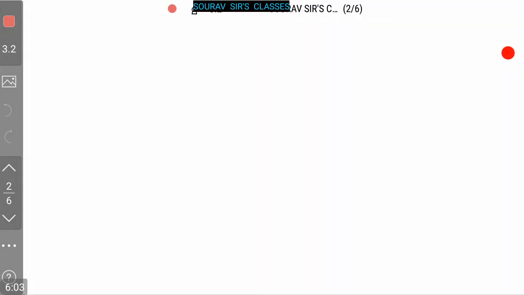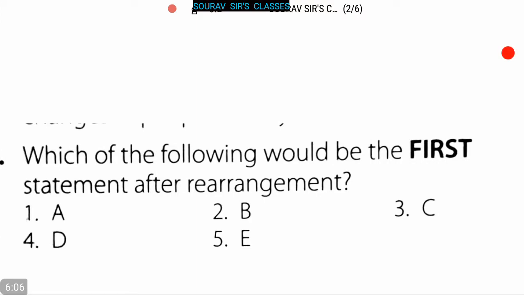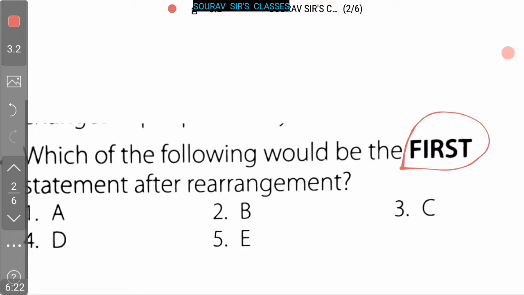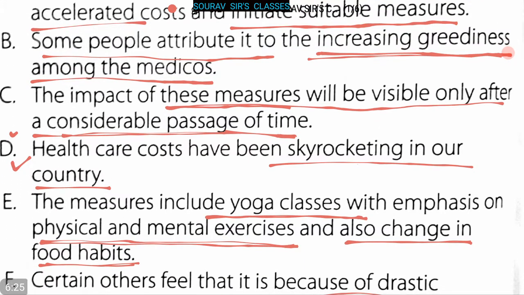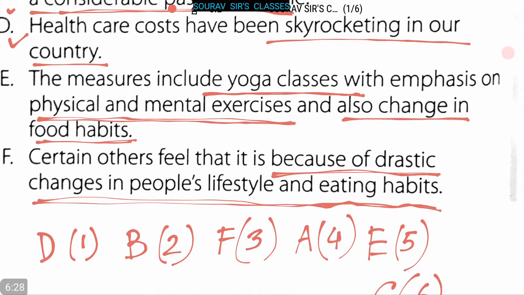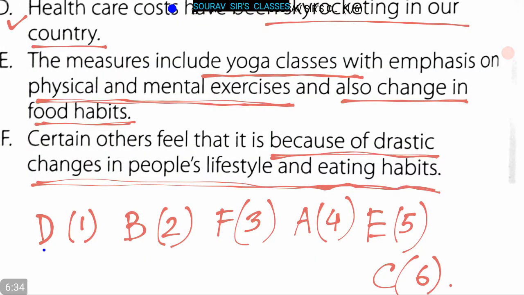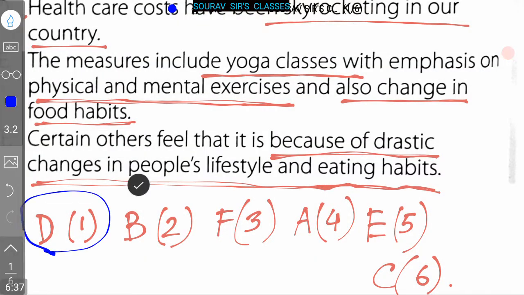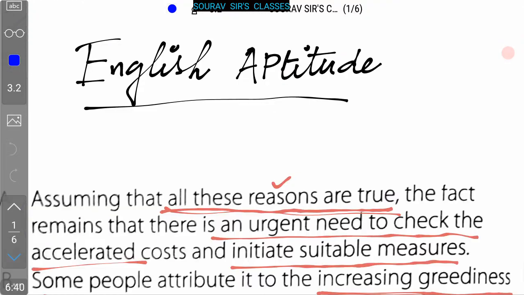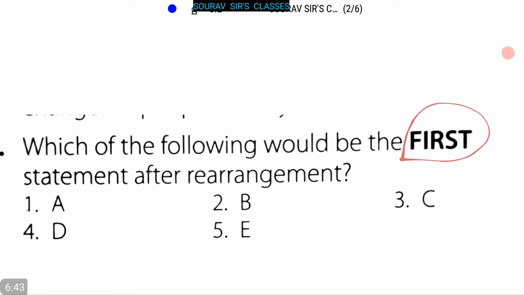So here is our first question, and it asks which of the following would be the first statement after rearrangement. So after rearranging the sentences, what would be the first sentence? Now let's have a look at the rearrangement. Here D is the first sentence. So option 4, that is D, is the correct answer.